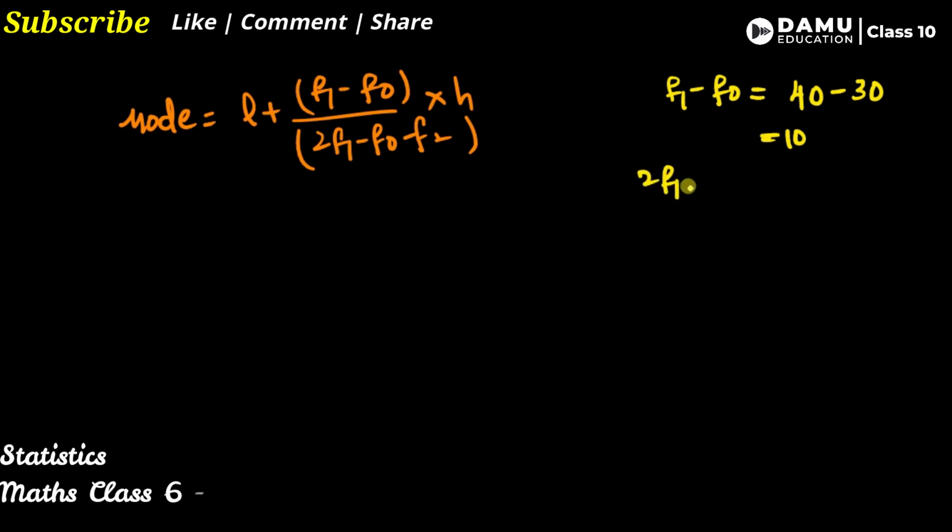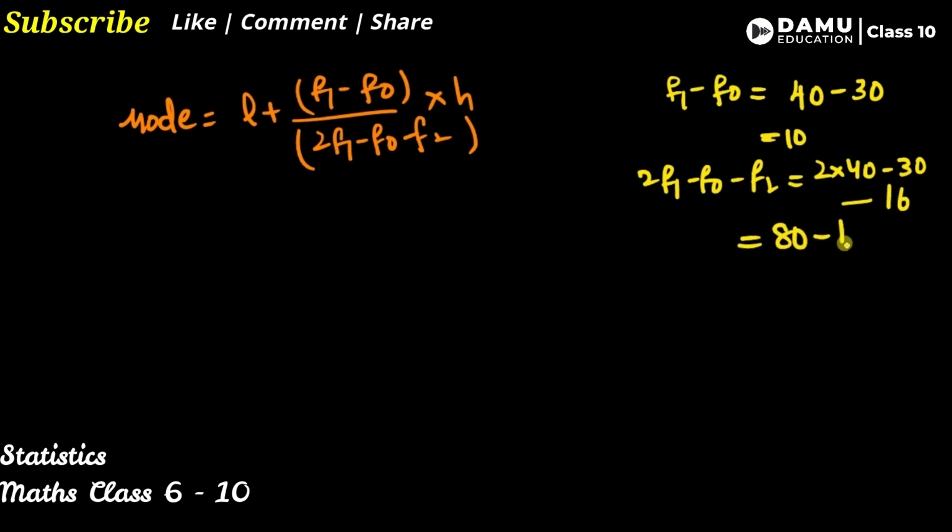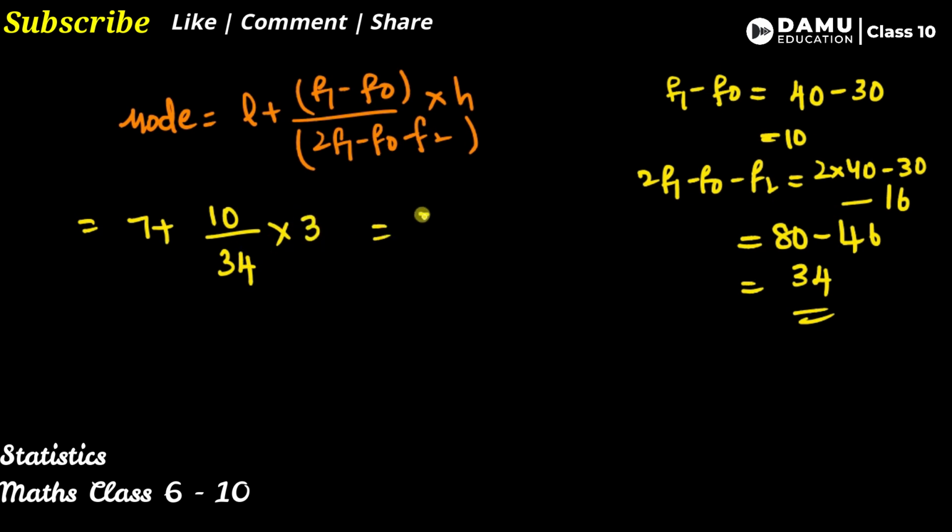Then 2F1 minus F0 minus F2. So 2 into 40 minus 30 minus F2, which is 60. What value do we get? 80 minus 90 would be wrong here; as stated, 80 minus 46, which is 34. This is the value. h we already know. l is equal to 7, the lower limit of the modal class. F1 minus F0 is 10 by 34 into h, which is 3. So 7 plus 30 by 34.